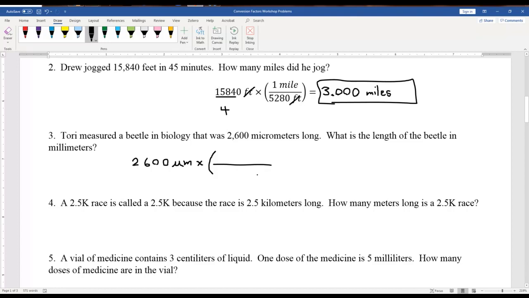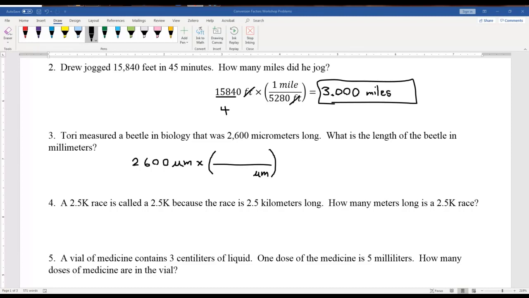Now, what unit's going to go on the bottom here? What unit's going to go on the bottom? Go ahead, Ralph. The micrometer. Yeah, micrometers is going to go on the bottom. What unit's going to go on top? Millimeter? What do you think?